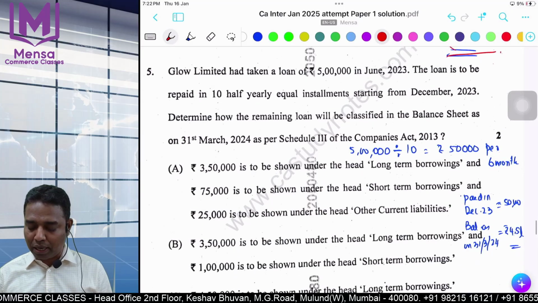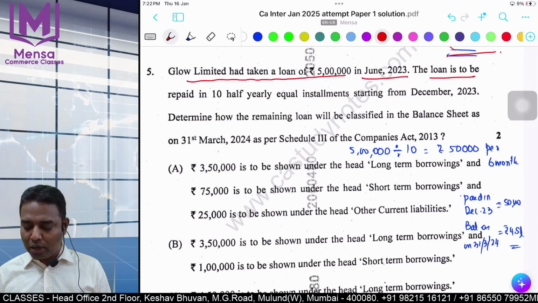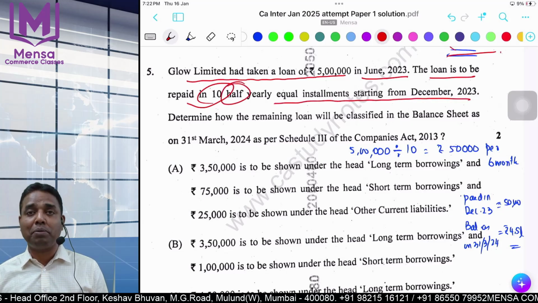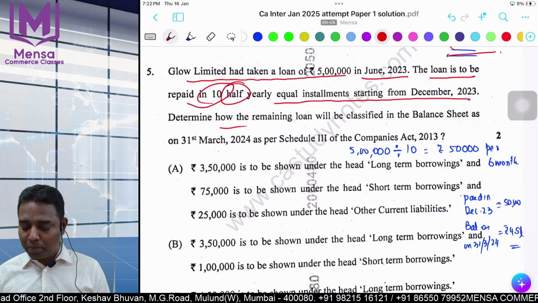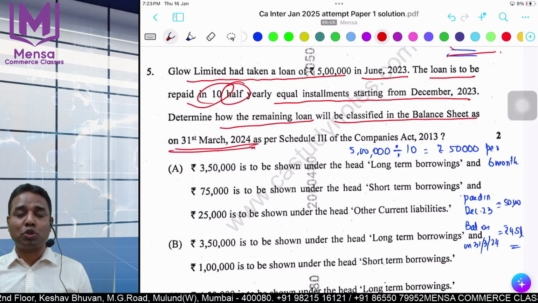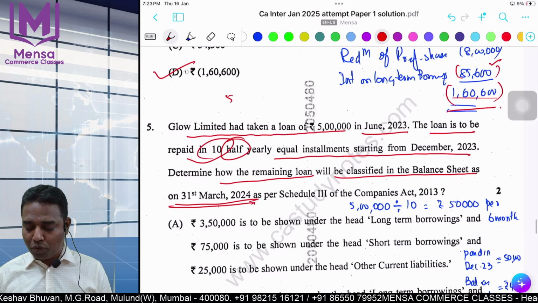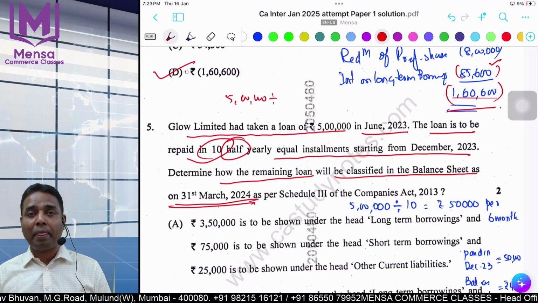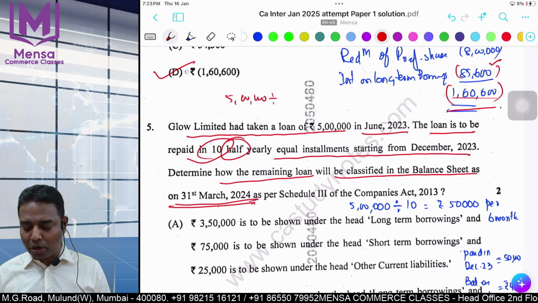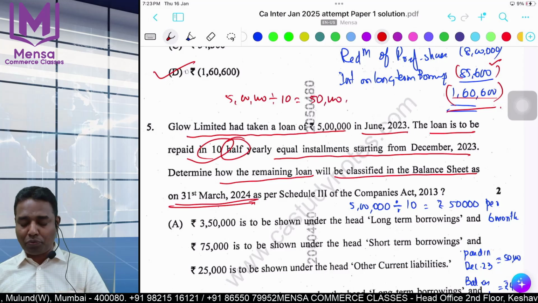What does the next question say? Glow Limited has taken a loan of 5 lakhs in June 2023. The loan is to be repaid in 10 half-yearly equal installments starting from December 2023. Determine how the remaining loan will be classified in the balance sheet as on 31st March 2024. 10 half-yearly installments. So if you see here, 5 lakhs divided by 10 half-yearly installments, every installment will be of 50,000.